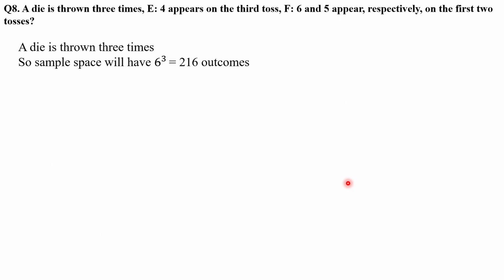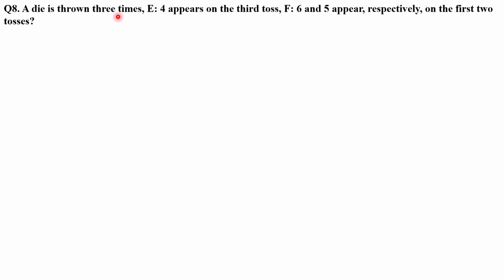Okay. Now, a dice is thrown 3 times, like you have a dice. In Hindi, we can say that pasa. So we are throwing that 3 times. So now E is 4 appears on the third toss, F is 6 and 5 appear respectively on the first 2 tosses. Now the dice is thrown 3 times, so you need to find out the sample space. In dice, you have seen that there are 6 numbers on a dice. Okay, so throwing the dice, sorry. It's not a coin. In case of a coin, we say tossing, and in case of a die, we say throwing.